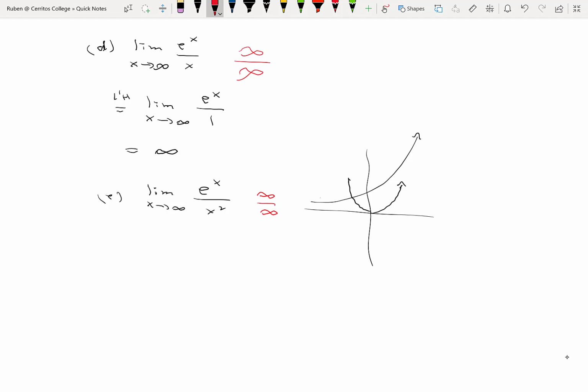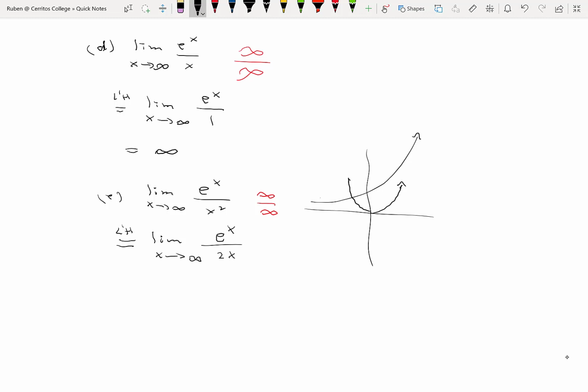This is infinity over infinity. As x gets large, e to the x gets large, and so does x squared. So I'm going to apply L'Hopital's rule to this limit. So this is the limit as x approaches infinity. The derivative of e to the x is e to the x. The derivative of x squared is 2x. Okay. Well, what are we looking at then?